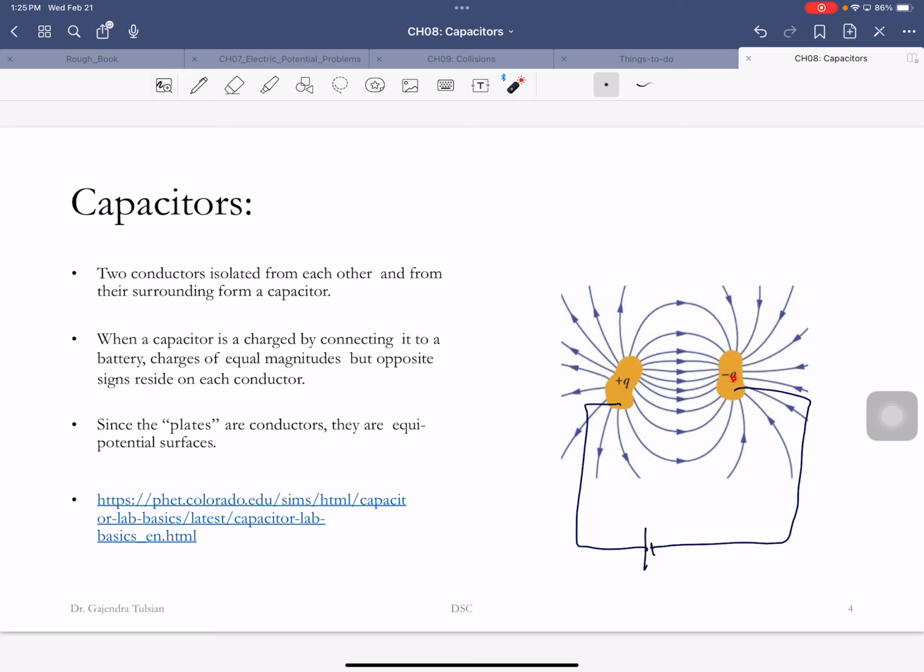And since these are metal, you've learned in the previous chapter, they are equipotential surfaces. Okay? And how much charge flows till the voltage across the capacitor equals the voltage of the battery. So if this is a 10-volt battery, the capacitors will be charged to 10 volts.